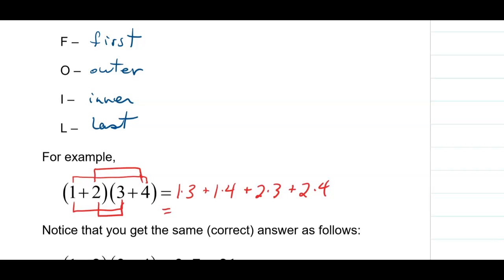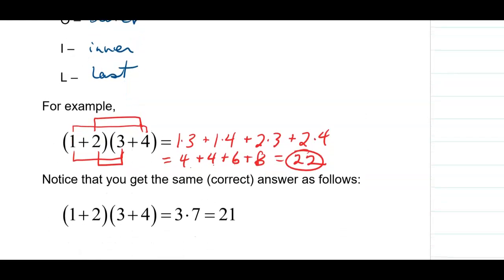And so this simplifies. We'll get 4 plus 4 plus 6 plus 8. That's 4 plus 4 is 8, plus 6 is 14, plus 8 is 22. And we can notice here that I made a mistake, didn't I? What was my mistake? Let's see. It should be 21. 1 times 3 is not 4, it's 3. So this answer is in fact 21. Okay, even math teachers make mistakes.